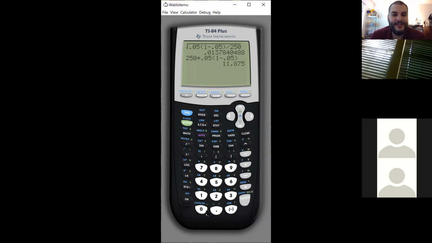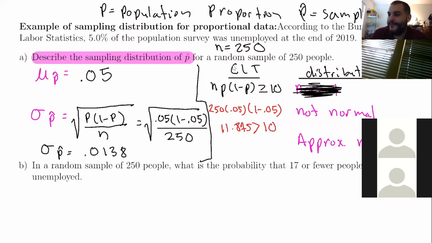All right, so let me transition over to the iPad, to my notes. If you look, I wrote that 11.875 right here, and I wrote that it's greater than 10. So since it's greater than 10, this is approximately normal. Since it's approximately normal, we could continue on and still find the probability of this event occurring. But that's it for A. That's all you have to do for A. Any questions in regard to letter A?